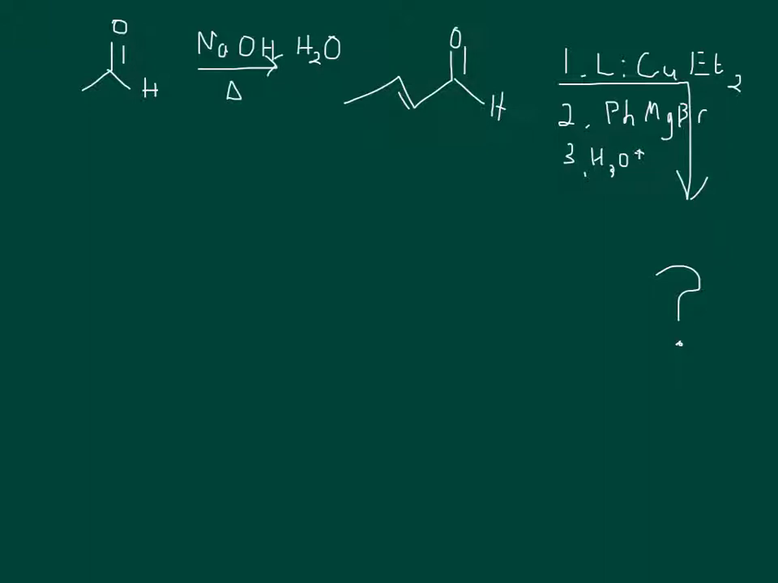So the first part, since we have base, I'm going to write that way too big and messy. Well, we know we're going to abstract a proton here, which I need to draw. Those electrons will go up and push electrons up onto the oxygen. So the result of that is, if I draw that, our enolate.